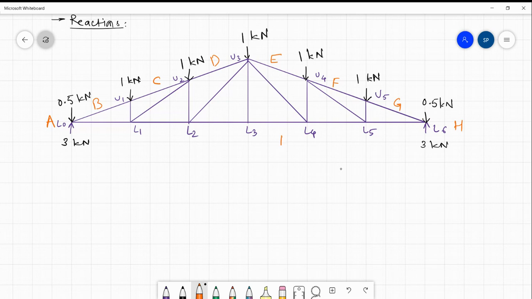One is H, another will be I. Now this I will work as Bow's notation for this reaction at L0 as well. So we can denote it as reaction at L0. This will be reaction at L6. So this A is Bow's notation for this 0.5 kilonewton load as well as for this particular support reaction at L0. For reaction at L0, there are two Bow's notations, A and I.